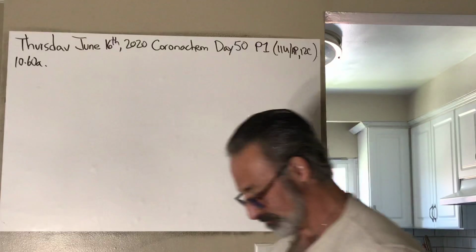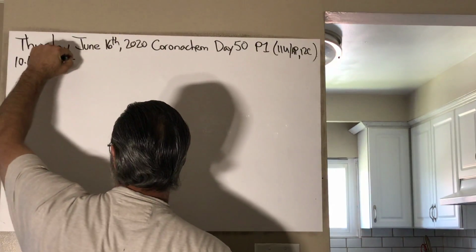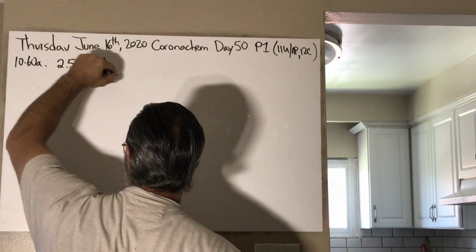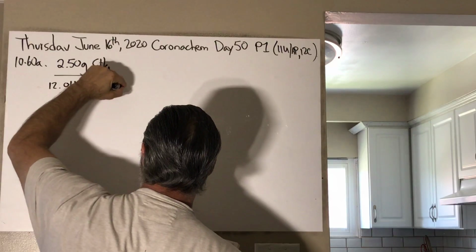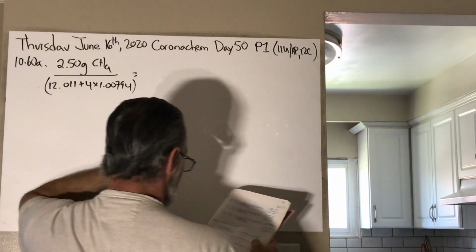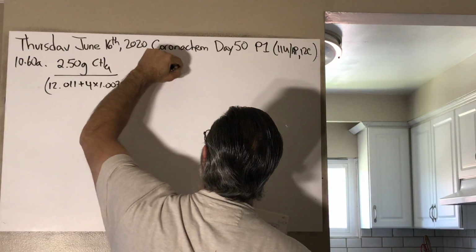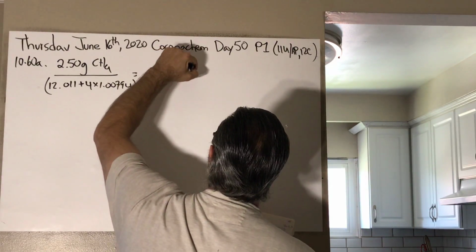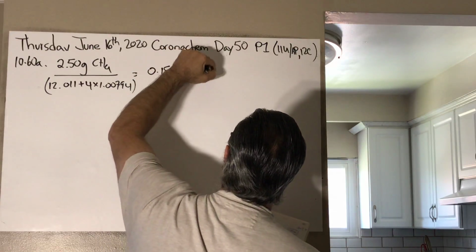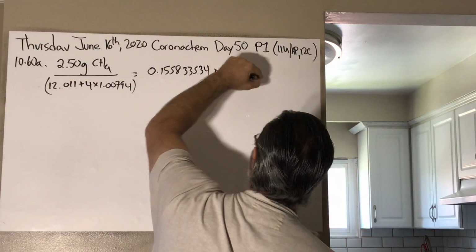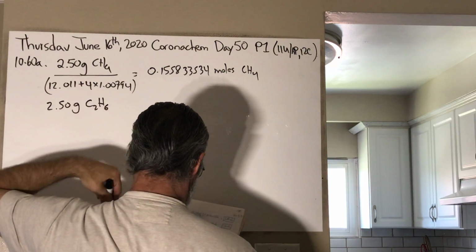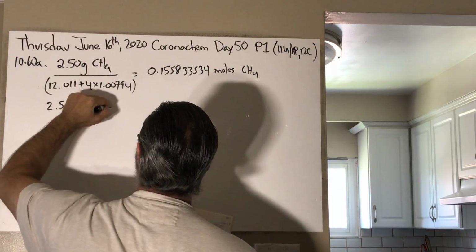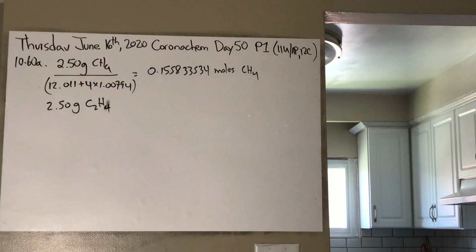So, you had 2.5 grams of methane with a molar mass of 12.011 plus 4 times 1.00794. So that gives you 0.1558335 moles of methane. You had 2.5 grams of ethane, C2H6. Oh, sorry, it's ethene. Double check. Yeah, it's ethene.